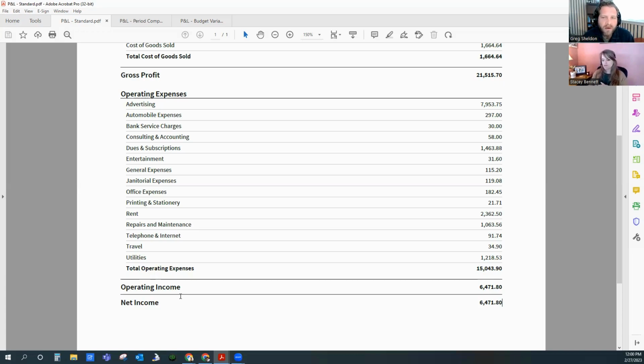So overall, what is the profit and loss telling us? Obviously, it's telling us profit and loss, but are there things we can learn from this when we look at it? I love that you asked that.